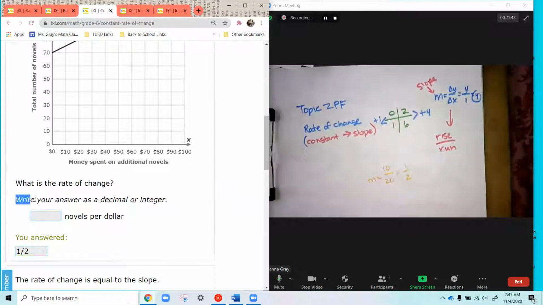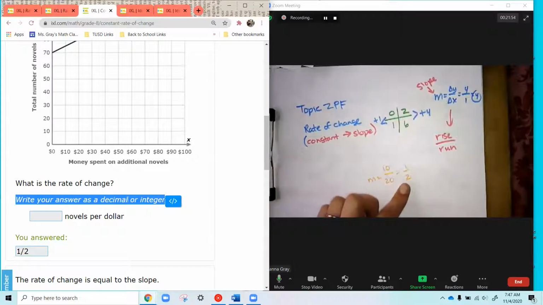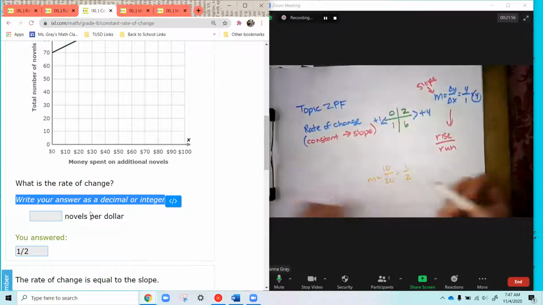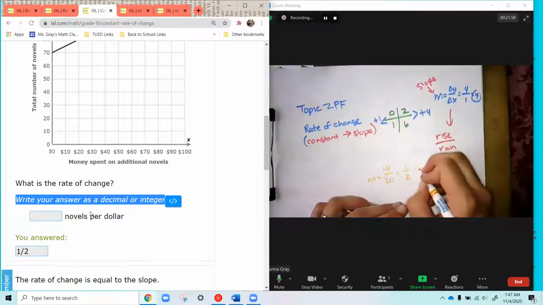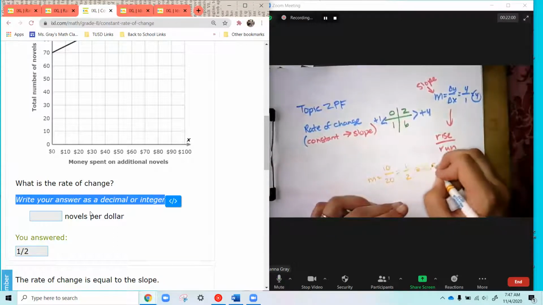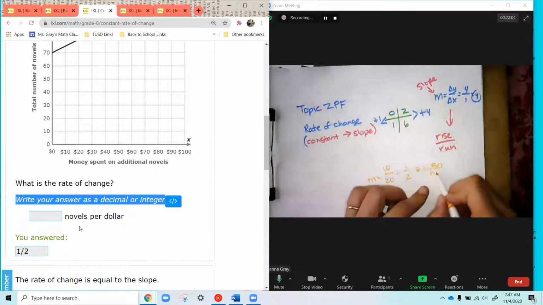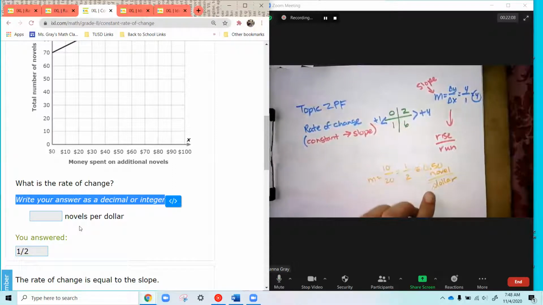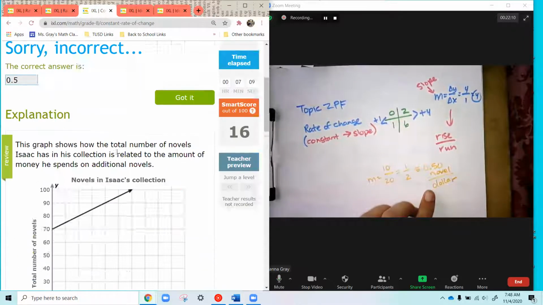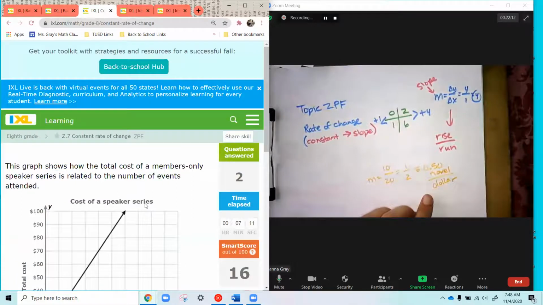The other good piece of advice that I can give to myself as well is make sure you read the instructions. Even though our answer is correct, they want it as a decimal because they want it listed as numbers, right? So they're really saying that this is 50 cents or half of a novel per dollar. So be careful. Got it.